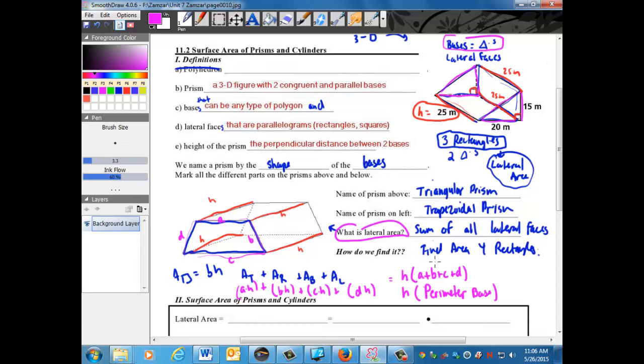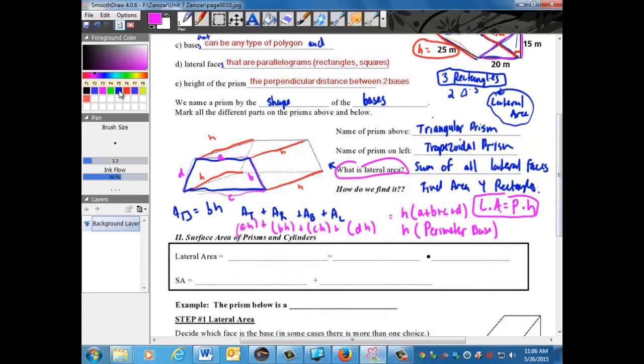Okay, so this becomes our formula to find lateral area. We are going to say that LA, which stands for lateral area, is equal to our base perimeter multiplied by the height. Okay, so this is a formula that we need to know, and we can fill that in below. So lateral area is going to be the area of all lateral faces. It's going to equal the height of the prism multiplied by the perimeter of the base.